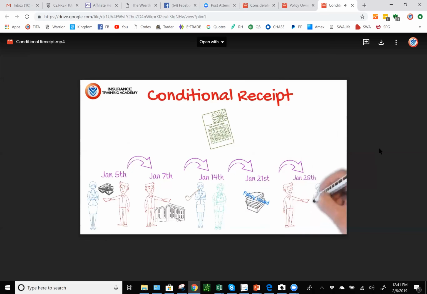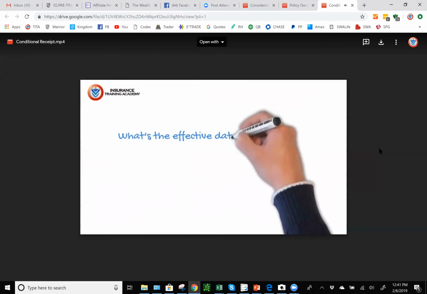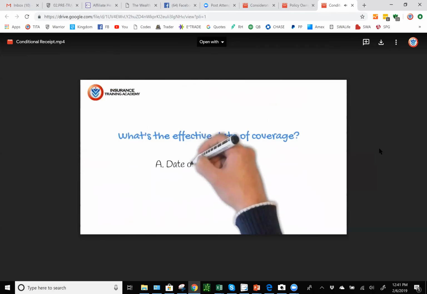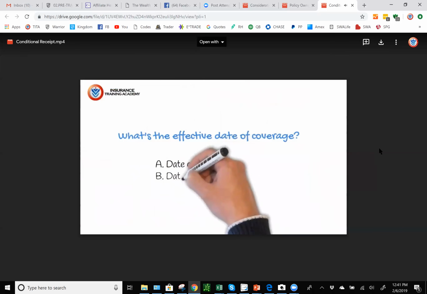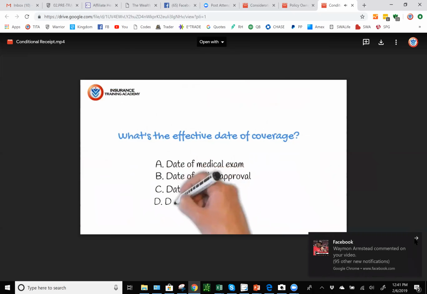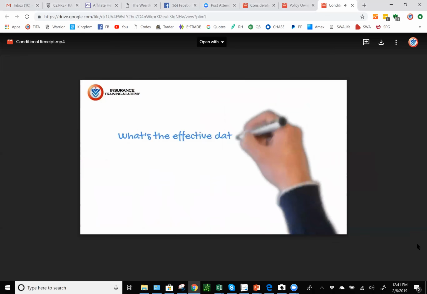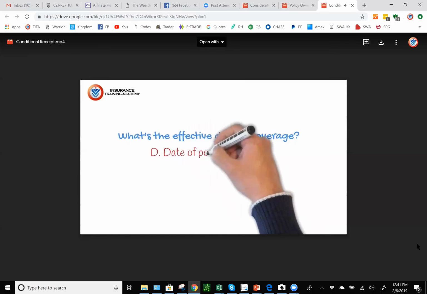Now, what's the effective date of coverage going to be this time? Your options for the effective date are either A, date of medical exam, B, date of policy approval, C, date of application, or D, date of policy delivery. What do you think? Hopefully you pick D, date of policy delivery.